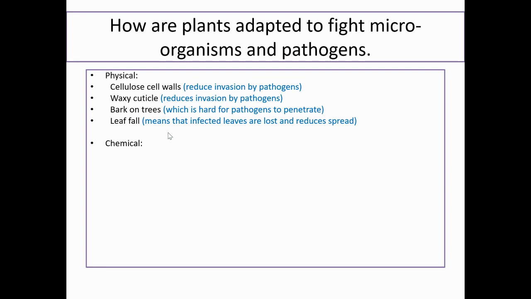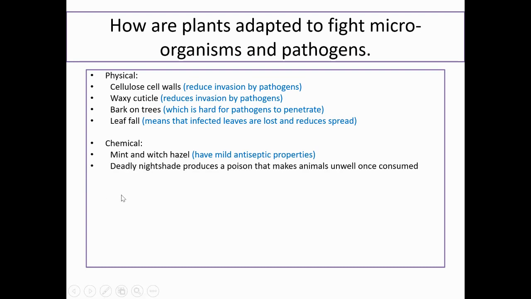Next, we've got chemical defense. Mint and witch hazel are examples which have got antiseptic properties. This just means that they are antibacterial, they kill microorganisms that get onto them. Deadly nightshade is an example that produces poison, which makes animals feel unwell when consumed.